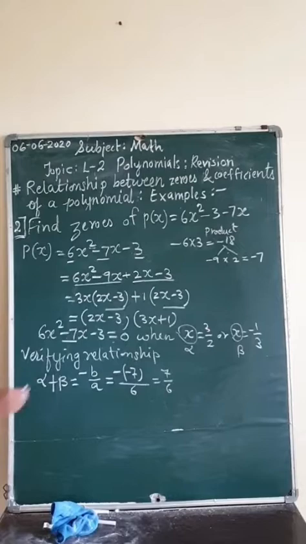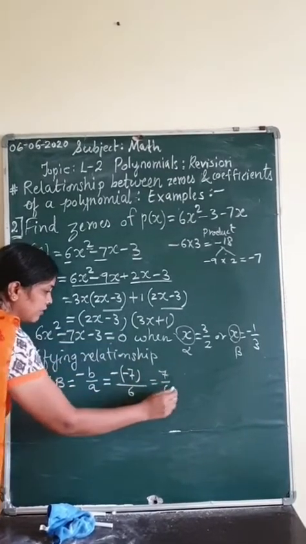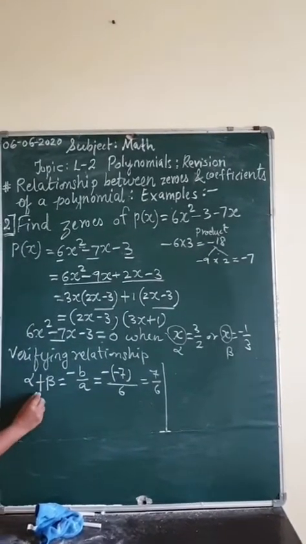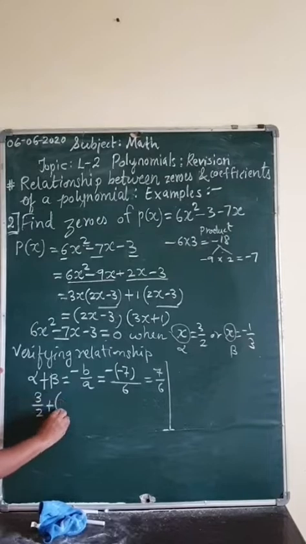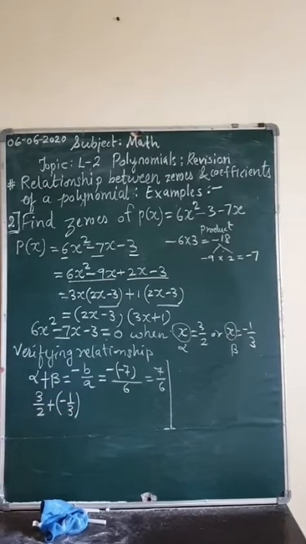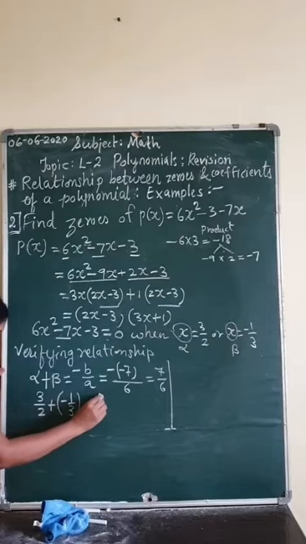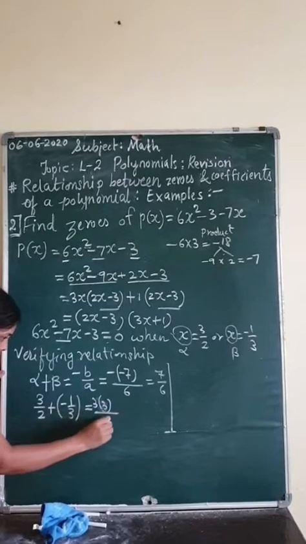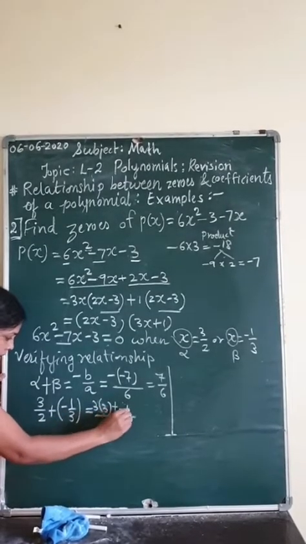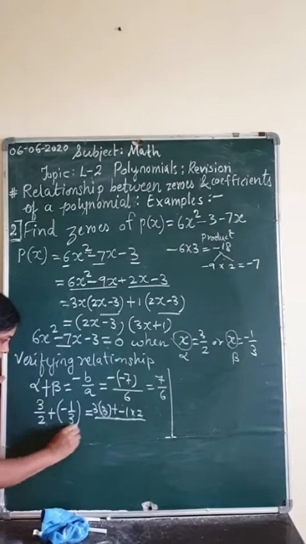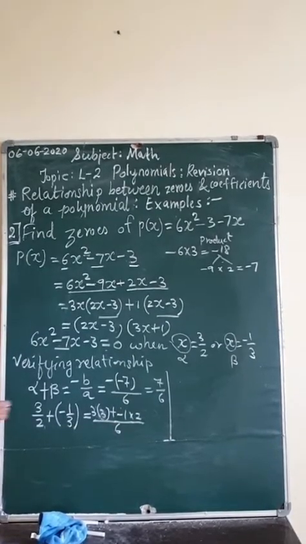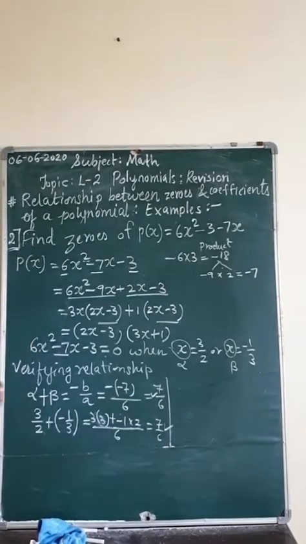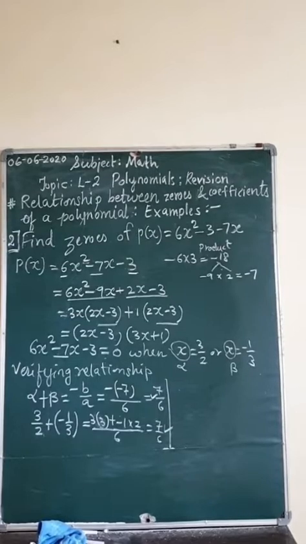Now we are adding these two zeros and verifying whether we are getting the same answer or not. So here we will see alpha is 3 upon 2 plus beta is minus 1 upon 3. That gives us 3 into 3 plus minus 1 into 2, and 2 3s are 6 is the LCM we get, and finally we get the same answer, right? So the sum we verified and we get the same answer.